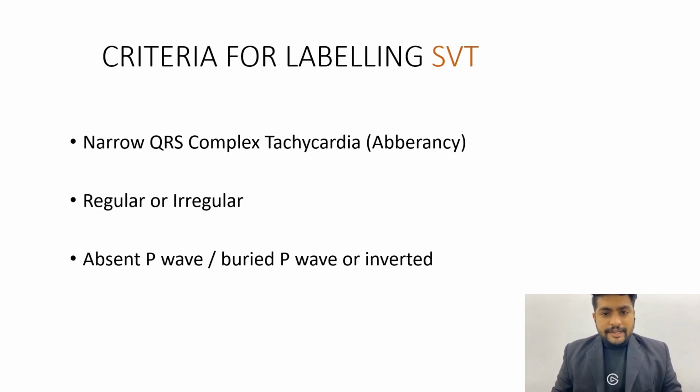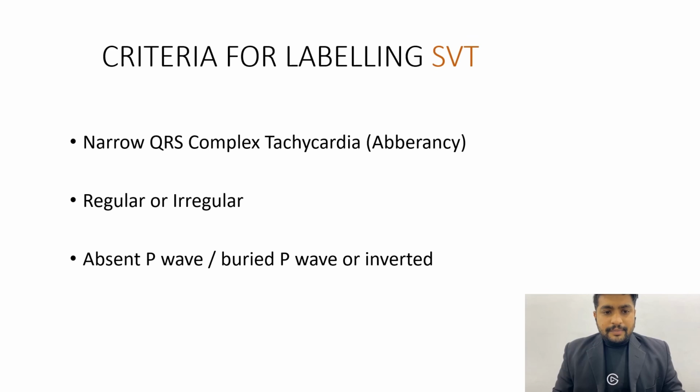So what is the criteria for labeling SVT? Well, we should have a narrow QRS complex tachycardia in the absence of bundle branch block. When we have bundle branch block, what we see is slurring of QRS complexes, which is called aberrancy. All right. So in the absence of bundle branch block, we should have a narrow complex tachycardia.